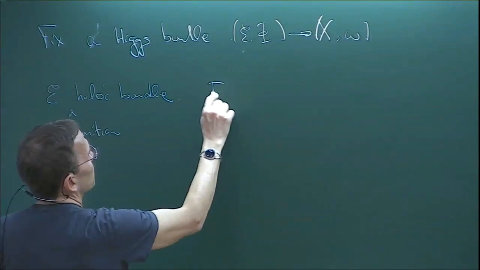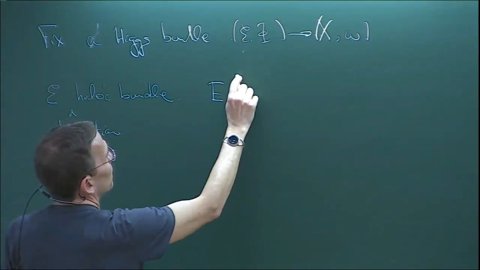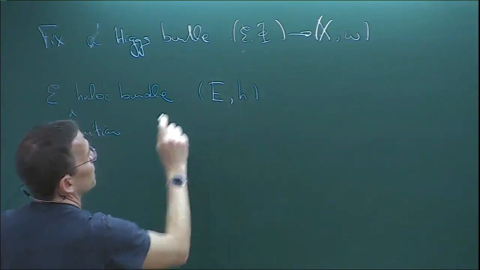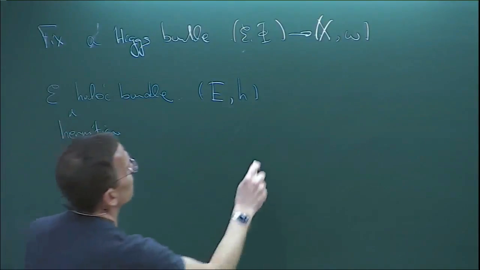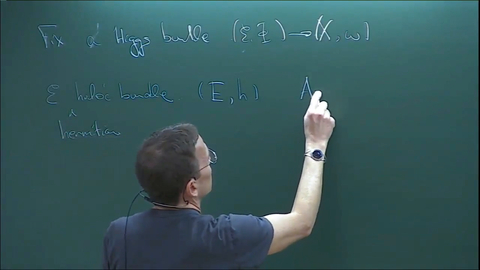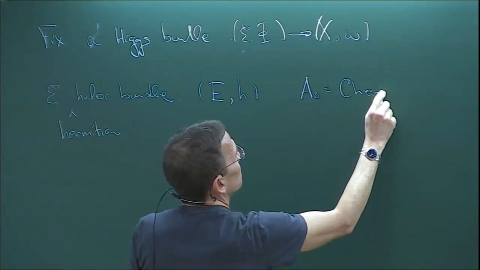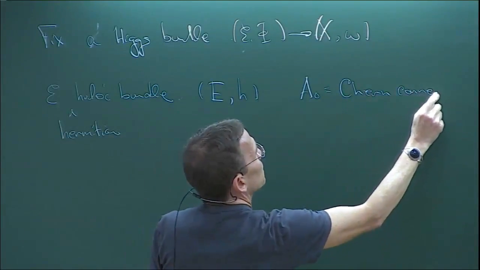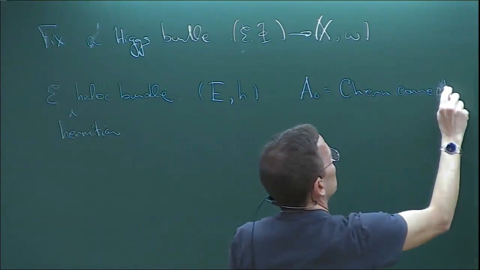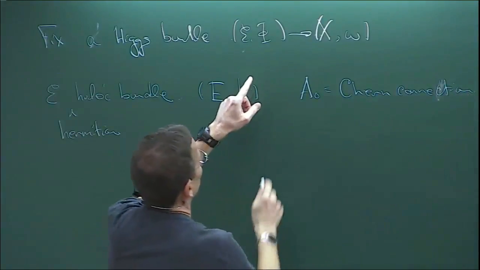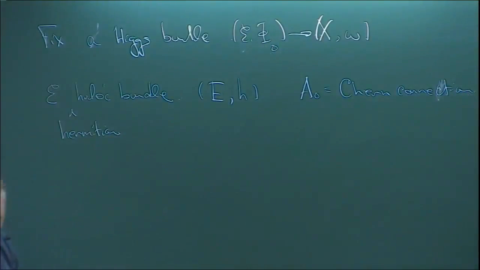So the underlying C infinity bundle, sometimes I'll write E, and this has a fixed metric. So there's an initial Chern connection. This is the Chern connection associated to this bundle. And here, let me call this phi 0. Okay? So I want to define a heat equation.